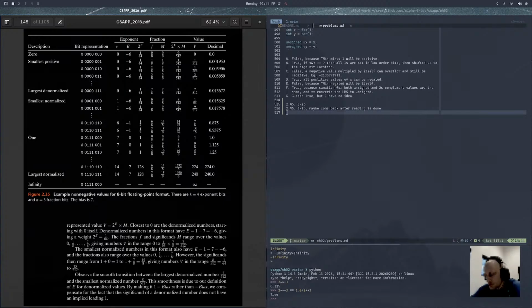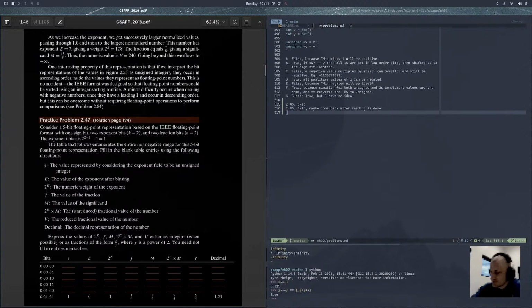As we increase the exponent, we get successively larger normal values, passing through 1 and then to the largest normalized number. This number has exponent E equal to 7, giving a weight of 2 to the E equal to 128. The fraction equals 7/8, giving a significand M equal to 15/8. Thus, the numeric value is V equal to 240. Going beyond this overflows to positive infinity.